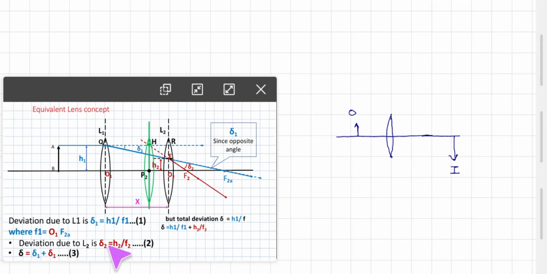Deviation due to L2 is delta 2. Again it is the ratio of height and focal length. So the height is h2 and the focal length of lens 2 is f2, and we know that delta 1 plus delta 2 is the total deviation. Delta is equal to delta 1 plus delta 2.